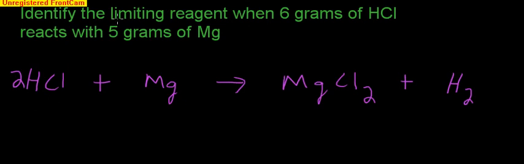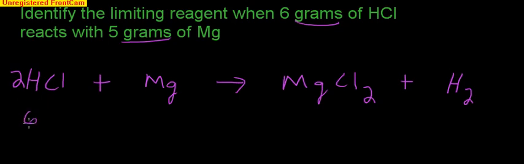So the question asks, identify the limiting reagent with 6 grams. Whenever we see the word grams, we know we have to do a little bit more work because we can only compare moles. We can't compare grams. So the first thing that we need to do is convert 6 grams of HCl into moles of HCl, and then we're going to have to convert 5 grams of magnesium into moles of magnesium. So we'll go ahead and start with the HCl.